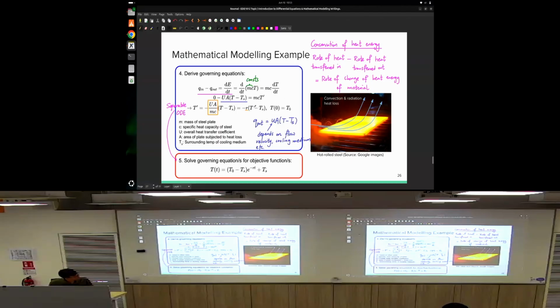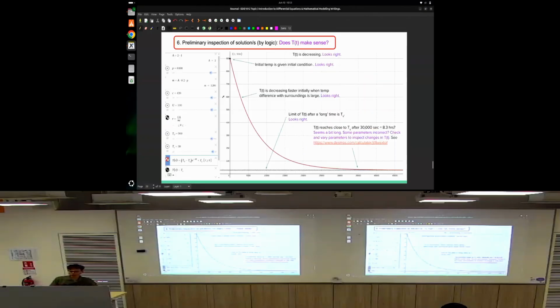So if the temperature difference is bigger, then by right, this T prime will be dropping faster. Meaning to say the temperature will be dropping faster. So the rate of change must be more negative. Make sense? So this is also correct. Look at the gradient here and look at the gradient here. Okay? Then you look at the long-term solution, the steady state response or steady state solution of the temperature. Look at the temperature. The temperature reaches close to the surrounding temperature after 8.3 hours. So this one is a bit too long.